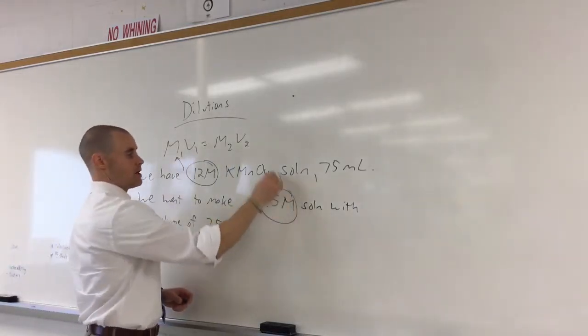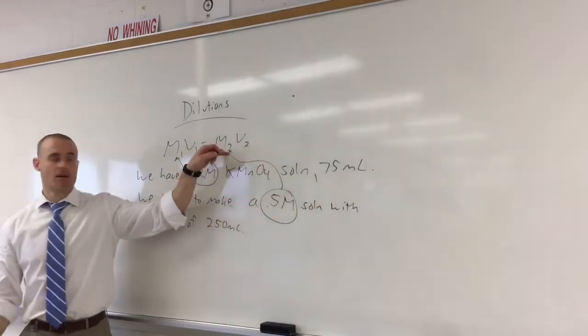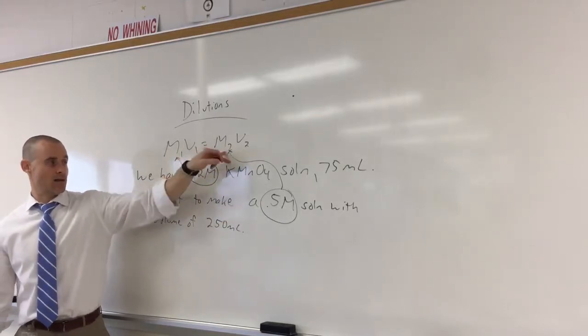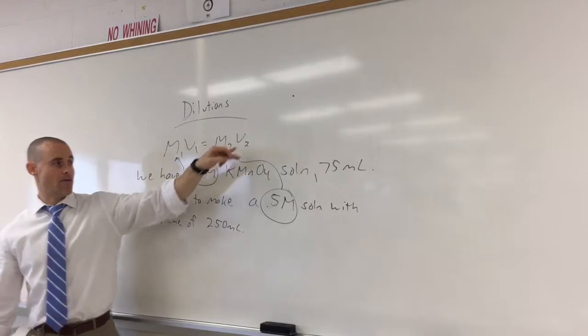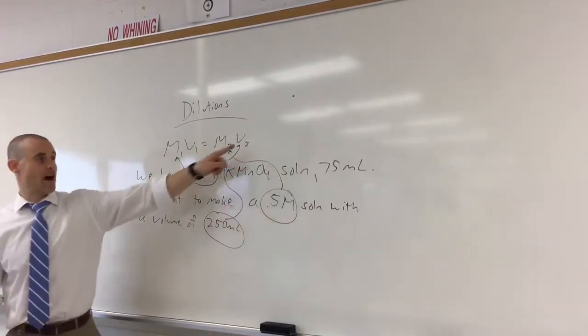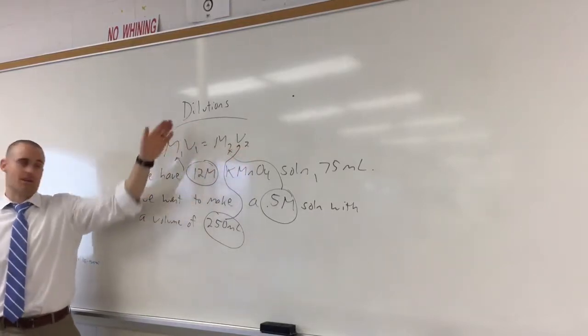0.5 molar is going to be my M2. That's my desired solution, the one I want. I have 12. I want 0.5. My V2 is going to be 250. That's my final. So look at this as 1 and 2 as initial and final.